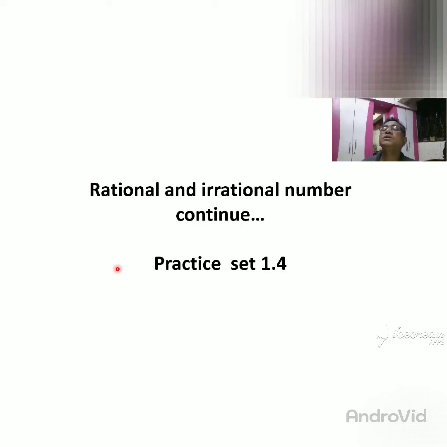Good morning, students. Yesterday we learned practice set 1.3, and in practice set 1.3 we learned all the questions. 50% of the students said they did their homework very well, and I like that. But 50% of the students have not done their homework.